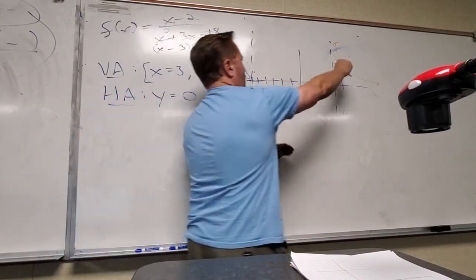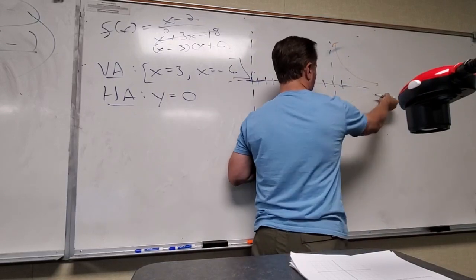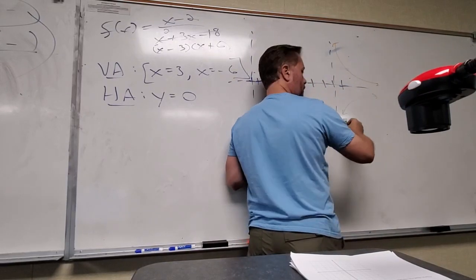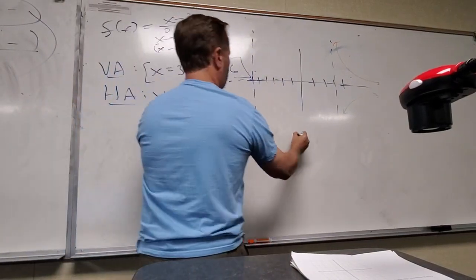So you would plug in, right? Why? Because it's got to approach this wall and that wall. Or I could do it this way. Approach that wall and this wall. So you would plug in a 4 into the function. So let's see. What is f of 4?